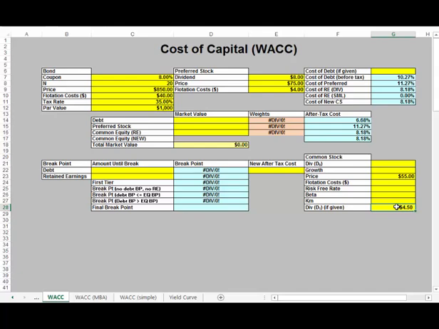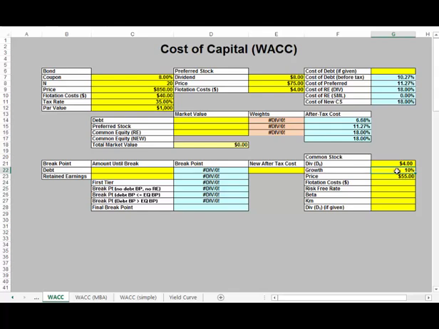Now, we could have done a calculation with growth. We could have said that the dividend was, in fact, let's just do this, it was $4, and let's just say the growth is 10%, right? So now we have the dividend is $4, the growth rate is 10%. So next year it's going to be $4.40. So that's in the ballpark.